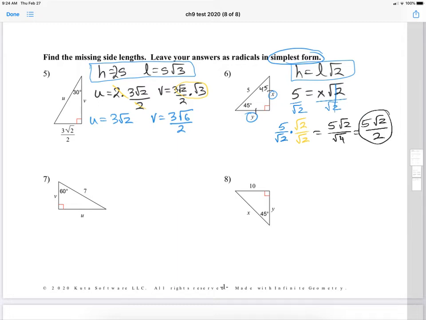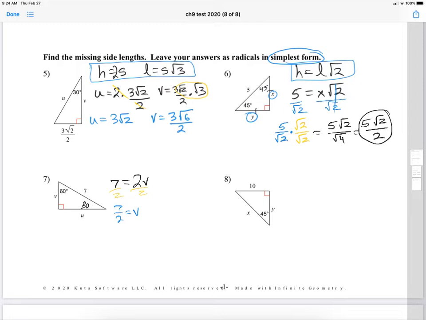All right, number 7 is a 30, 60, 90 degree triangle. So again, you have those formulas up there on number 5. So let's do this one. The hypotenuse is 7. The short leg is v. So how do I solve for v? By dividing off the 2. And 7 halves is equal to v.